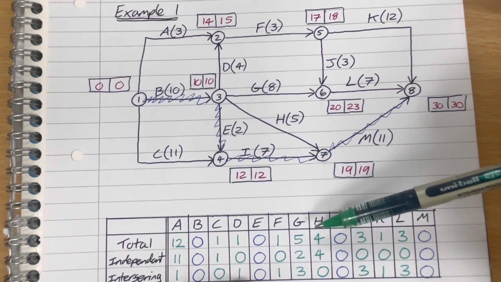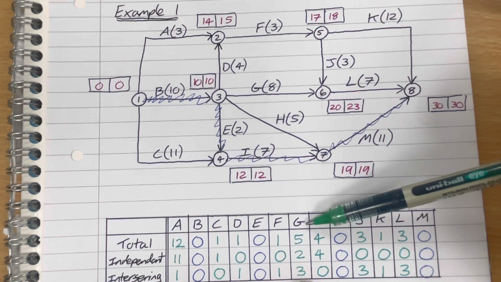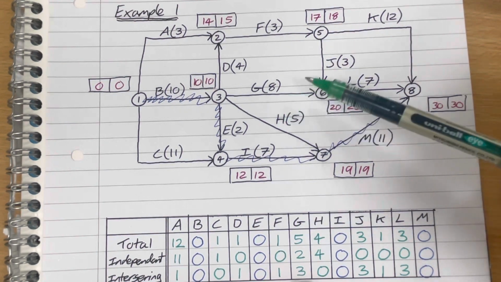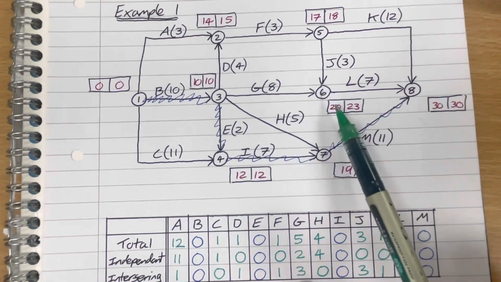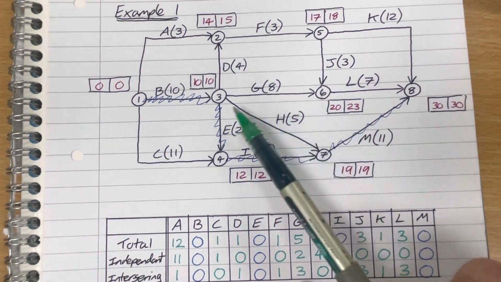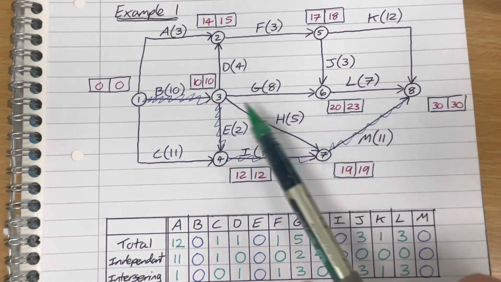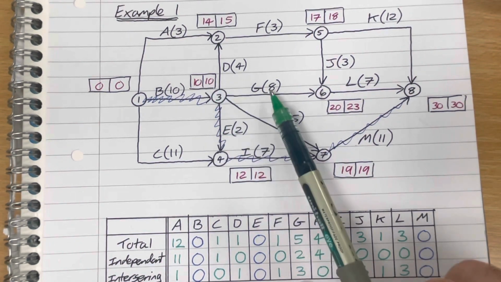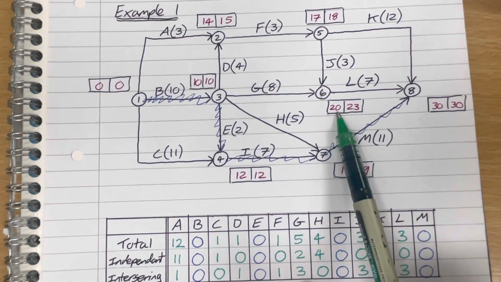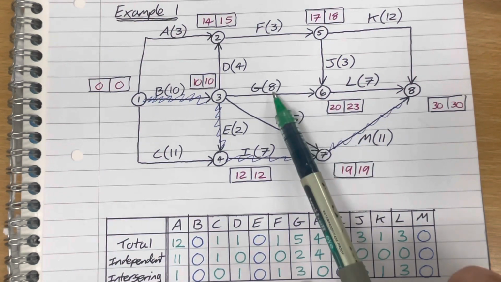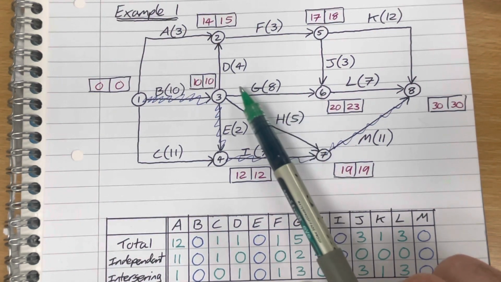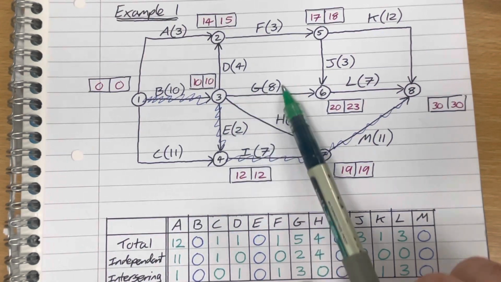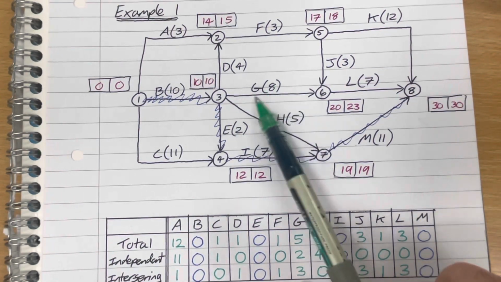And then the other interesting one I wanted to point out was activity G. This one's got some independent and some interfering. So it's got independent float because there's a difference of 2 between the 10 plus 8 and 20 there. I can't leave this node until day 20 anyway, guaranteed. That's the absolute minimum. So G can start on 10, 11 or 12 without any effect on anything else.